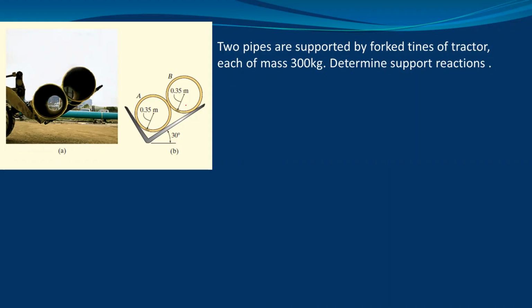Okay, so to solve this problem, your first step is to draw the free body diagram. This is the actual system where the tractor has what is called a fork tine. All of you must have seen this type of arrangement in a tractor. This fork tine supports two pipes.